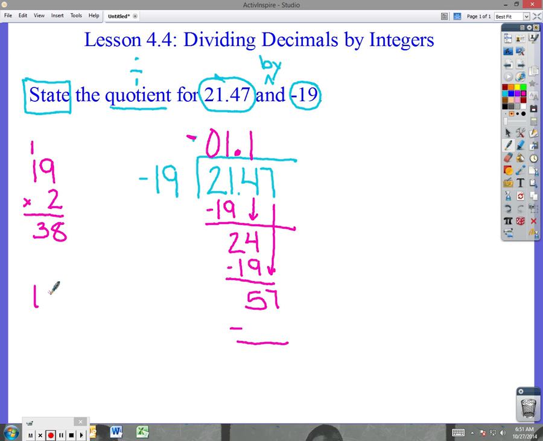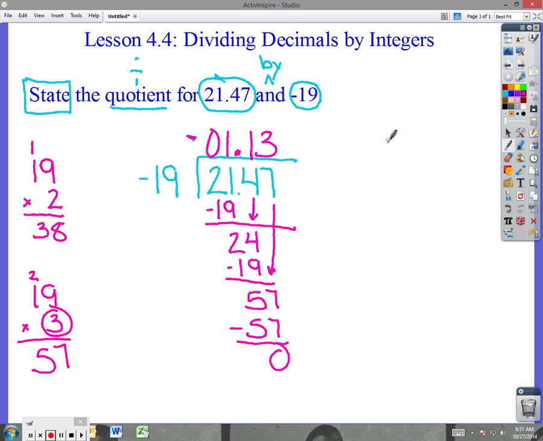Let's go with 19 times, the next multiple, times 3. 9 times 3 gives me 27. I put the 2 up there. 3 times 1 is 3 plus 2. Hey, that gives me exactly 57. That's what I want, 57. So I multiply 19 times 3. I will put the 3 up here in the quotient. I know that 19 times 3 is 57. There's nothing left over, so it's a negative 1 and 1300ths.